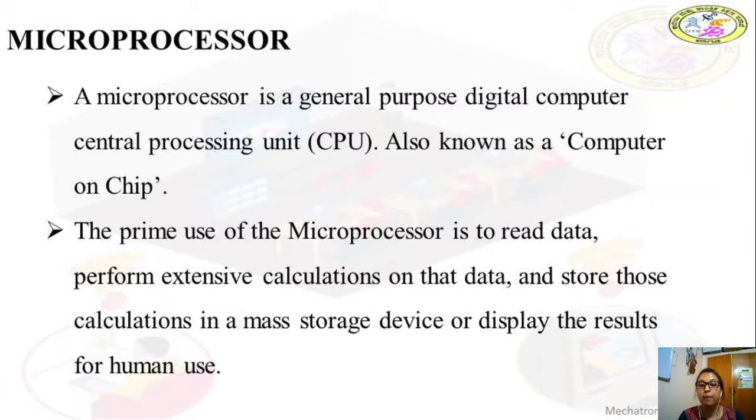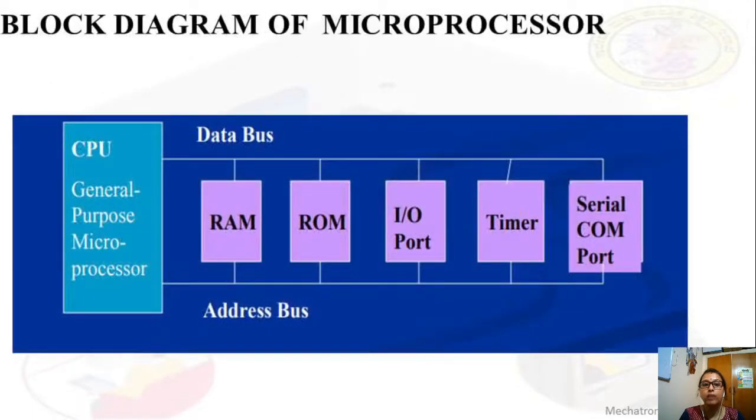What is the main purpose of using a microprocessor? A microprocessor is used to read the data, perform extensive calculations on that data, and store the results in a mass storage device or display the results for human use. So it is the main CPU of normal computers. This is a computer on chip. That is a microprocessor.